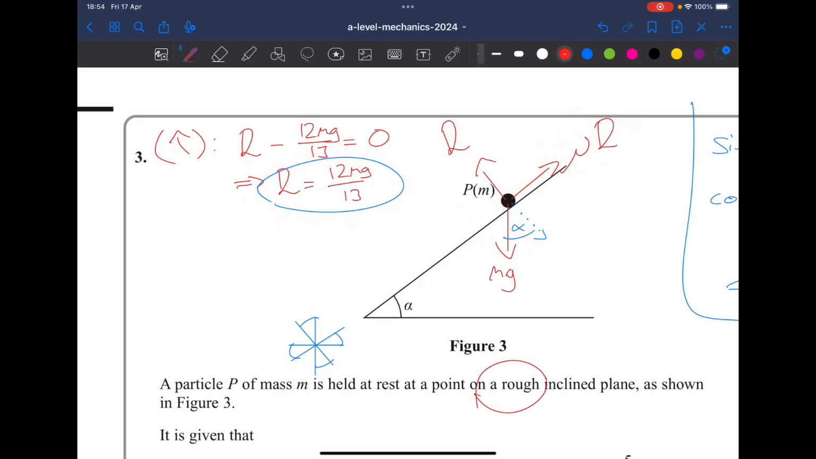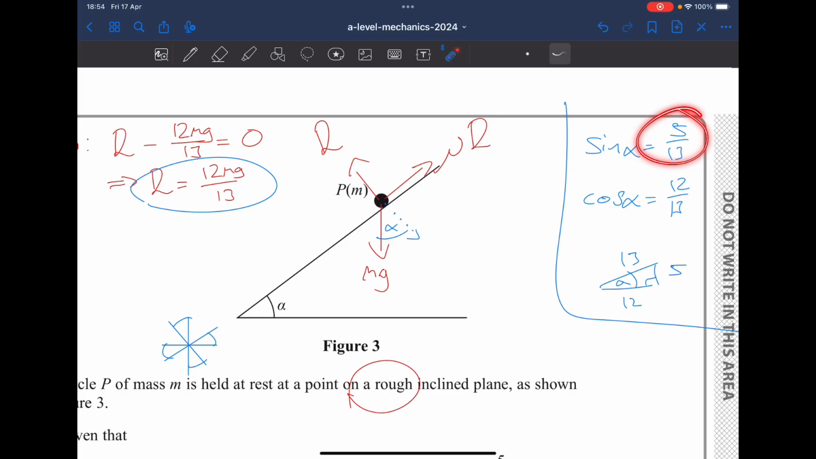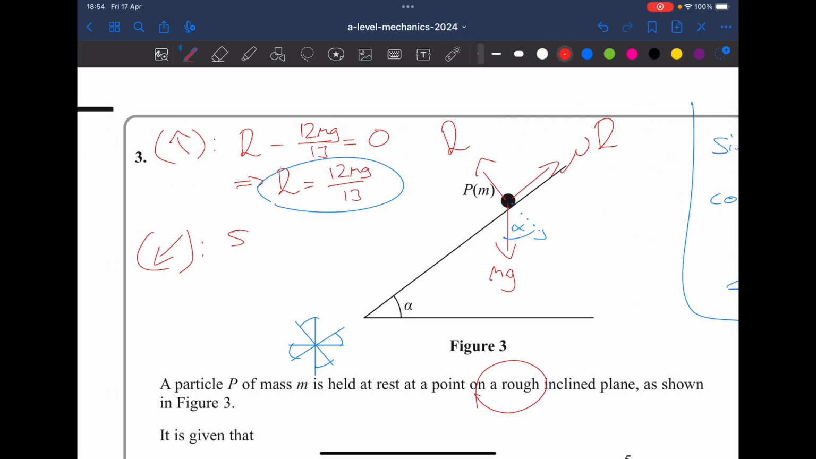So if we think about what's putting us down the slope, it's going to be the other component of the weight. So you can think we had cosine last time, so it is sine this way, but same sort of logic. We have that angle, we want this one. The angle's not in there, alpha's not in there, so it's not cos, it's going to be sine. So mg sin alpha, so 5mg on 13, putting us down that slope.